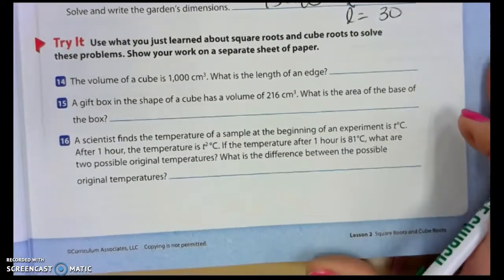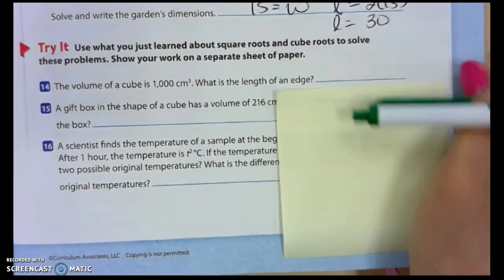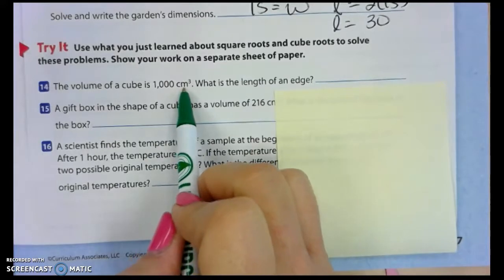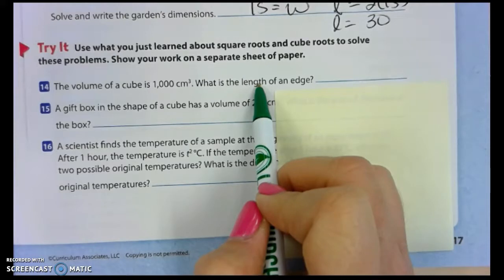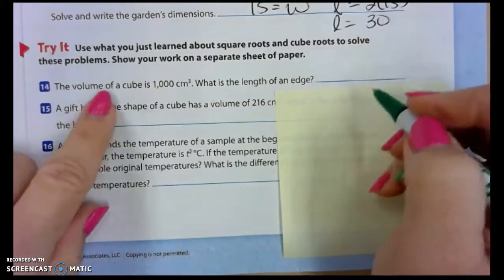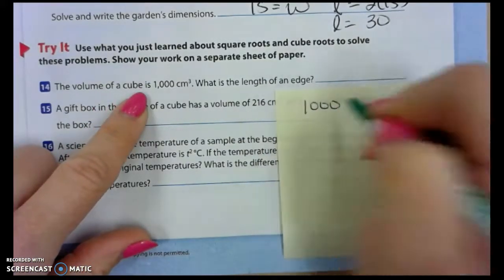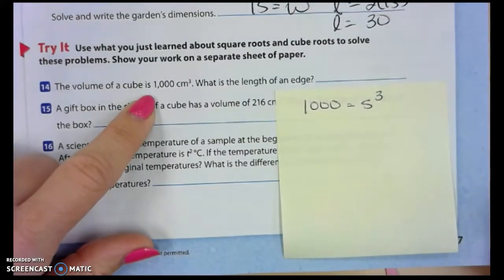Got some additional examples down here at the bottom. Number 14, the volume of each cube is 1,000 centimeters cubed. What is the length of an edge? Now on this one, we are just going from three-dimensional measurement, it's volume, it's cubed, to a one-dimensional measurement. So we want to go from cubed to a single side. So what we're going to do is set that equation up. The volume is 1,000, and that would be the side cubed because that's the formula for volume.